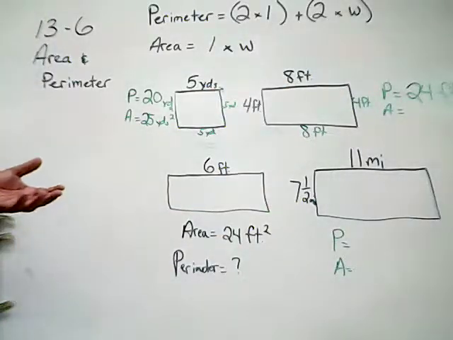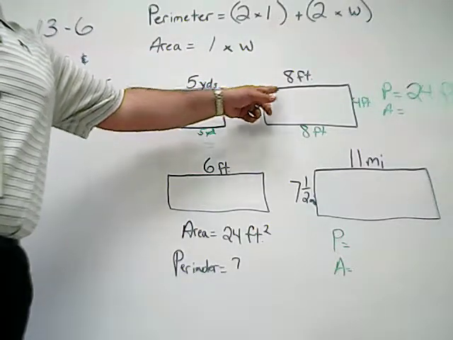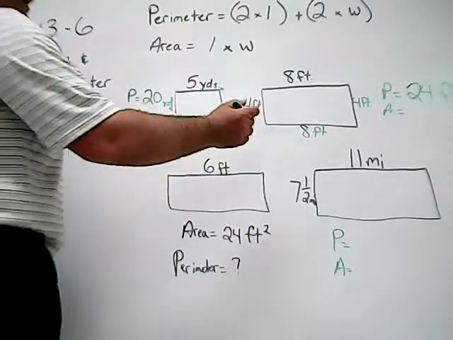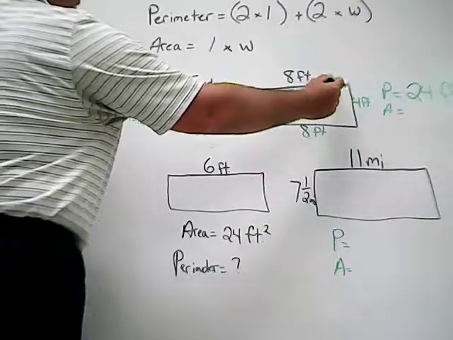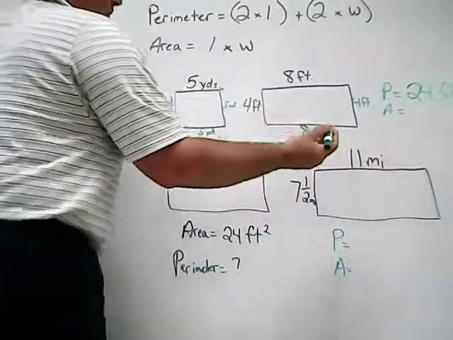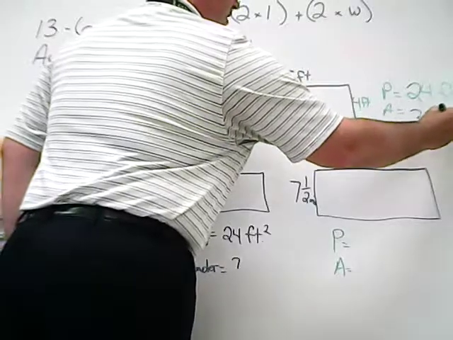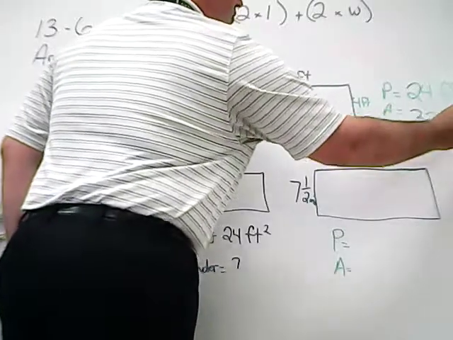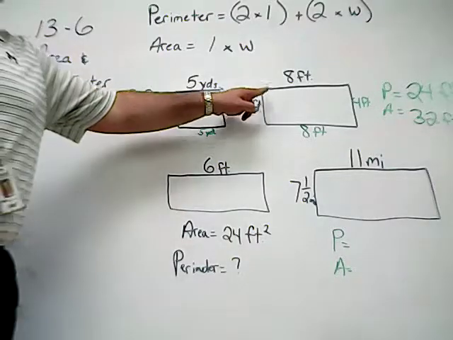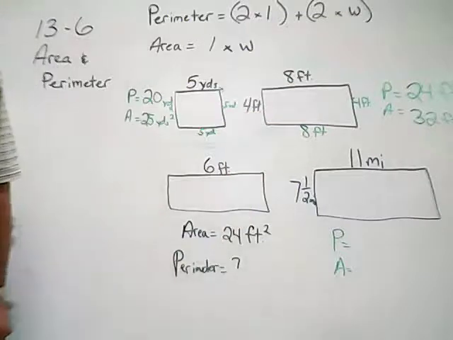Now my area. I want to find out how many squares I can fit inside my rectangle. So to do that, I'm going to multiply one length, 8, times one width, 4. 8 times 4 is 32 feet squared, or square feet. What that means is I can fit 32 1-foot squares inside the area of my rectangle.